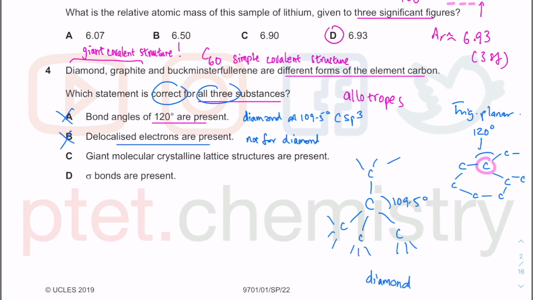Giant molecular crystalline structures are present, not for C60, which I just mentioned, simple covalent structure. Which means D must be correct because all of them have sigma bonds. You have carbon-carbon sigma bond. In between, you have double bond and single bond, but you definitely have carbon-carbon sigma bond, carbon-carbon sigma single bond, and that is present in all 3 substances here.